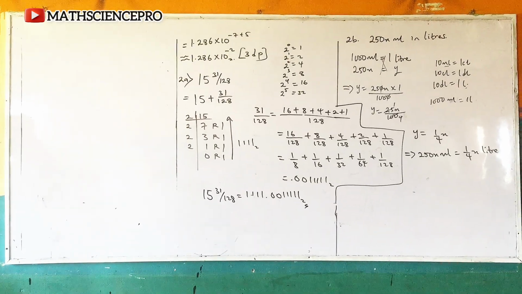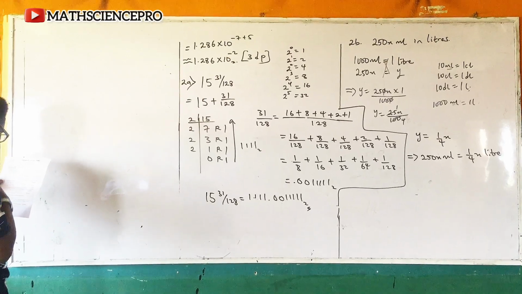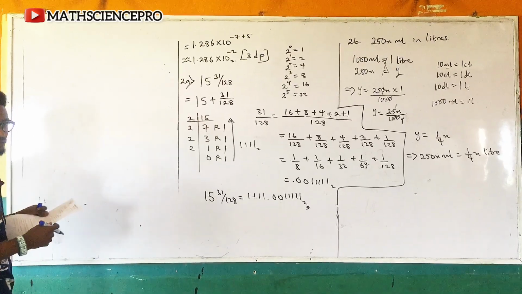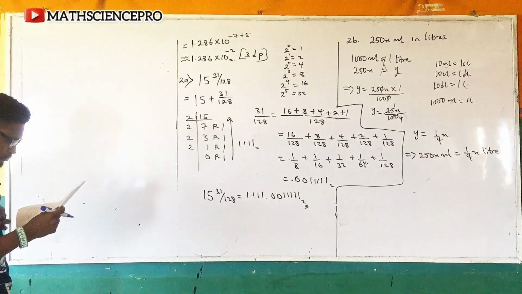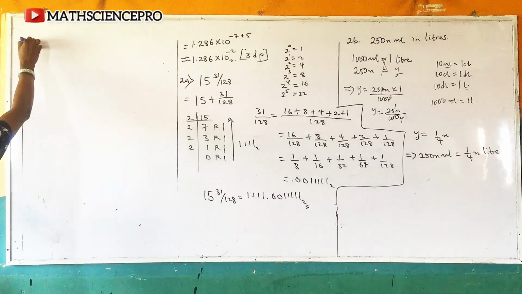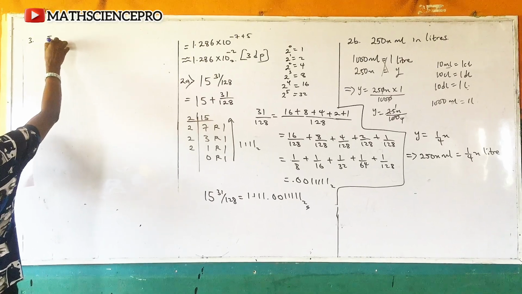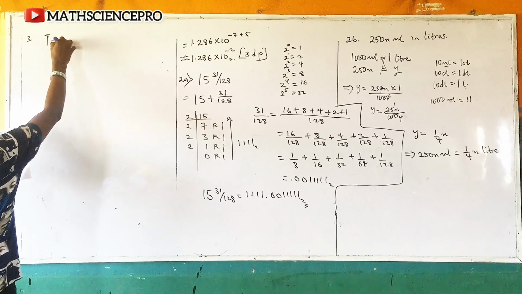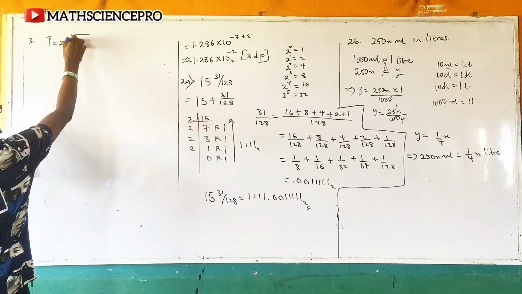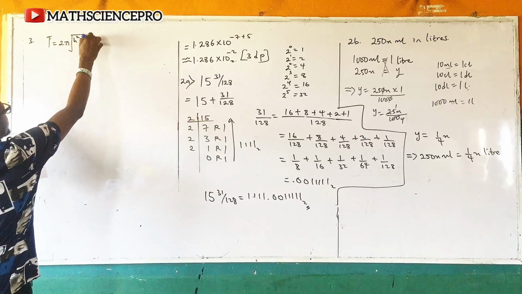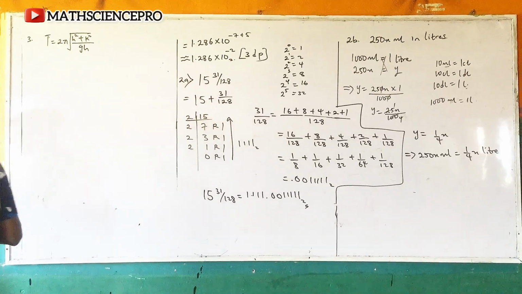Alright, so the next question is: make G the subject of the formula. You all have these questions with you, so you can just go through the questions yourself. So the next question, question 3, is make G the subject of the formula in the equation T equals 2 pi square root of h squared plus k squared all over GH.